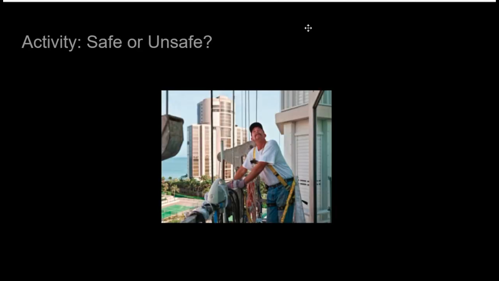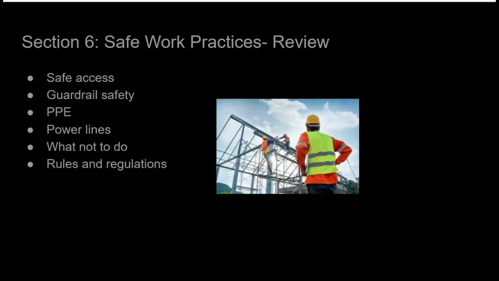Take a look at this photo of a worker on a scaffold. What safe work practices do you see? What unsafe work practices do you see? The scaffold has a guardrail and the worker is wearing fall protection. However, tools and equipment are resting on the guardrail. That's unsafe because anything on the guardrail could easily fall and hit a person below.